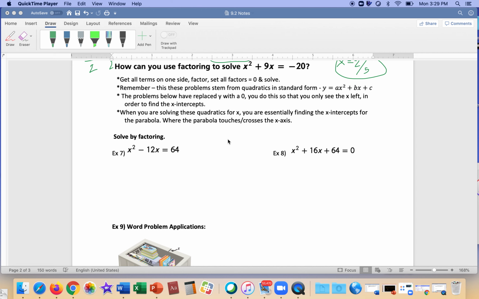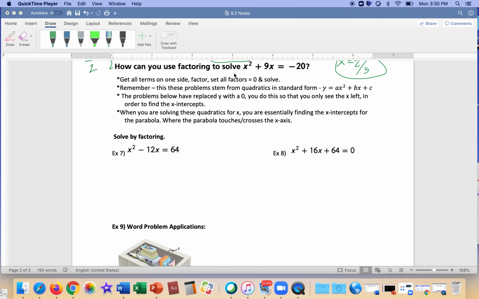So for this next video, we're going to continue. So how can you factor to solve, right? When you see one variable, you're saying, okay, I'm clearly trying to solve for x. You're stuck here, it's a quadratic. So one method is to try factoring. So factoring: get all terms on one side, set all factors equal to 0, and solve, right?